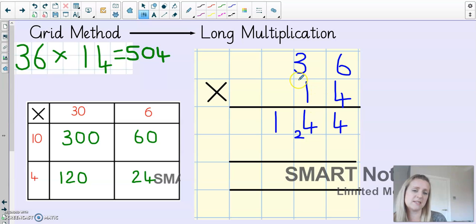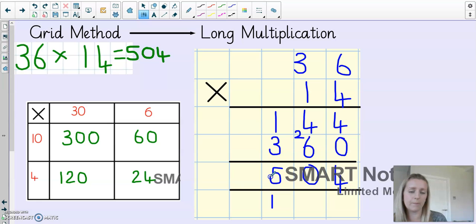Now I'm going to multiply by this 10 here. So I can put my 0 placeholder in here. And now I can do 1 times 6 is 6. And I can do 1 times 3 is 3. Now I can add them together. So 4 add 0 is 4. 4 add 6 is 10. So I put my 0 here, carry the 1. 1 add 3 is 4, plus the 1 there gives me 504. So we've got the same answer, so we know we've done it correctly.